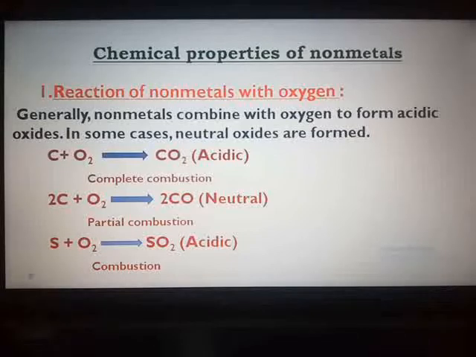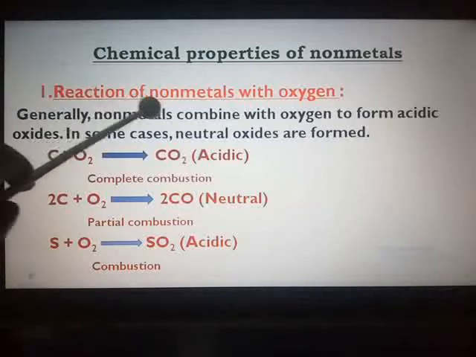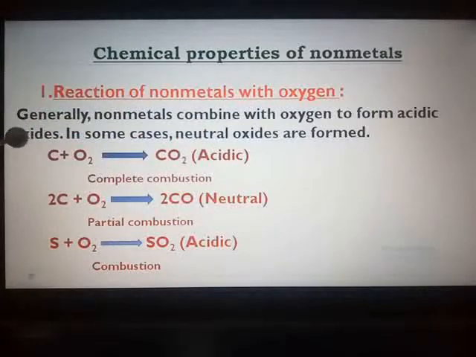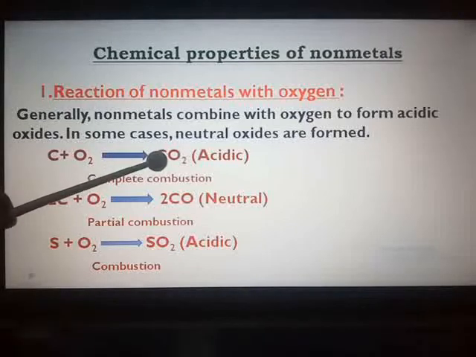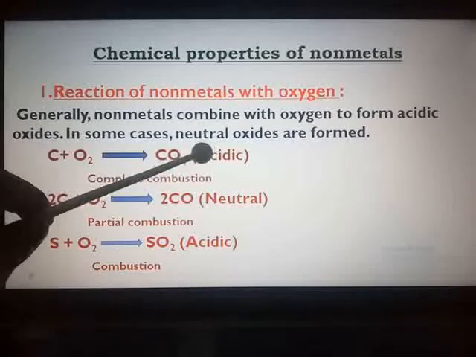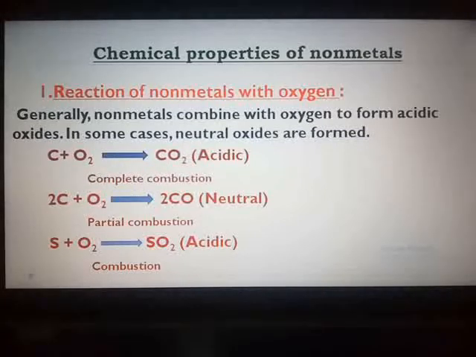The first is reaction of non-metals with oxygen. You have studied in the previous part the reaction of metals with oxygen. Now here it is non-metals with oxygen. Non-metals combine with oxygen to form acidic oxides. Not only that, in some cases neutral oxides are also formed. So we take the non-metal here as carbon. Carbon, when treated with oxygen, forms CO2, that is carbon dioxide. Complete combustion, acidic oxide is formed.